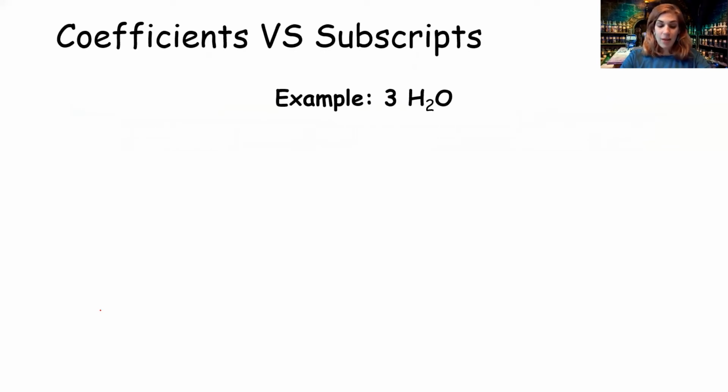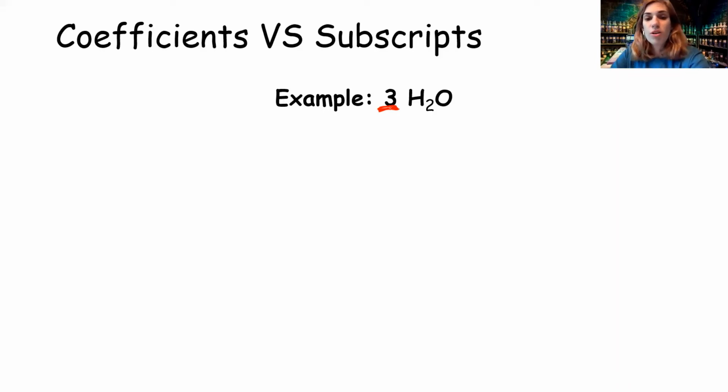Before we begin, I'm just going to really quickly review a coefficient versus a subscript just to make sure that you never, ever, ever change the subscript. Only change the coefficient. For instance, if you have 3 H2Os, this 3 is a coefficient. We can change that. It's okay. We can change it so that it balances.